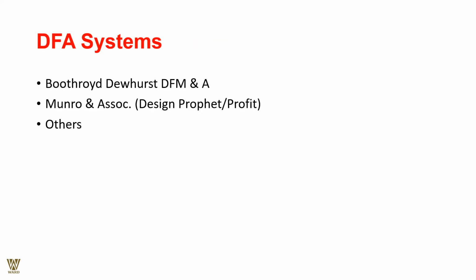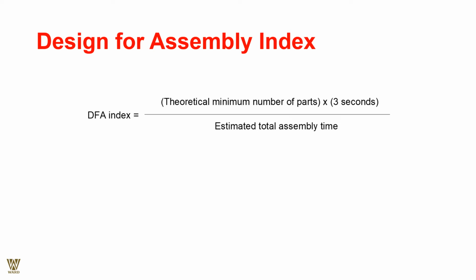Now, design for assembly line. What do we go around it for manufacturing and assembly? We have the Boothroyd Dewhurst methods, design for manufacturing and design for assembly. Lucas and Associates talk about design for profit, and the other system that comes around it is the assembly index. Now, what does the design for assembly or DFA index go about? Theoretically, the minimum number of parts multiplied by 3 seconds, because every part requires at least 3 seconds, divided by the estimated total assembly time. And this is what design for assembly gives us as the index.